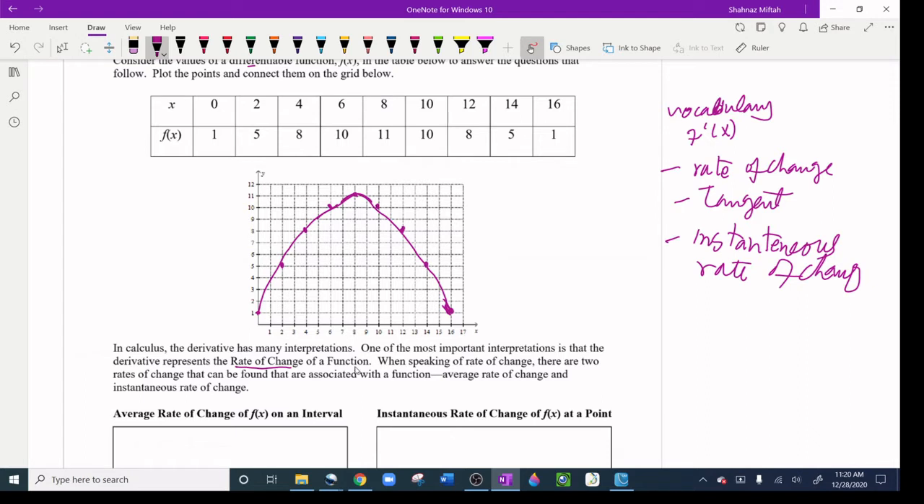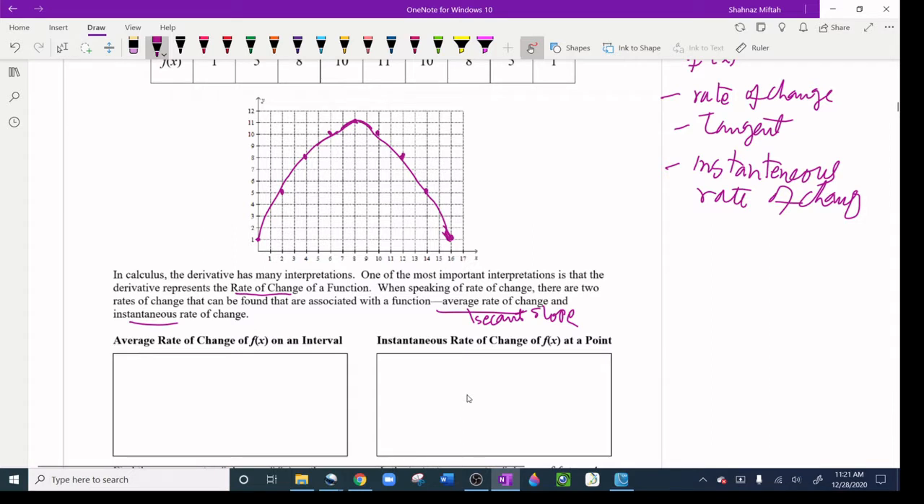Okay, so when speaking of rate of change, there are two rates of change that can be found that are associated with the function: average rate of change and instantaneous rate of change. Instantaneous rate of change is a derivative. But what is average rate of change? Average rate of change means a secant slope. When you see the words average rate of change, that's a secant slope. So average rate of change on the interval and instantaneous rate of change of f of x at a point.